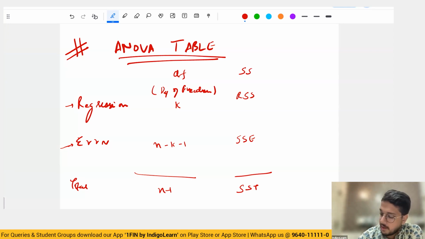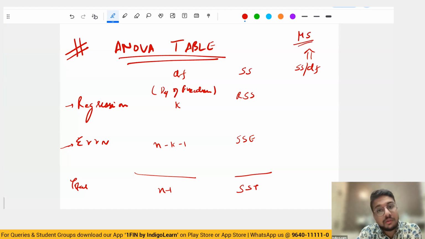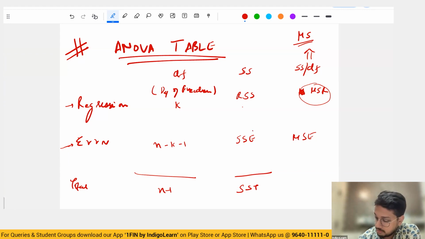And when we divide SS by degree of freedom, we get a term called mean sum of squares, or mean square. So RSS divided by K is the mean square of regression. This is MSE, mean square of error. This divided by this is the mean square of regression. This divided by this is the mean square of error.